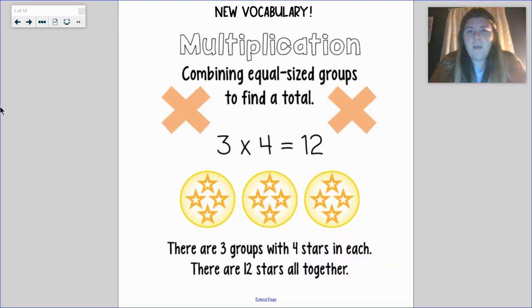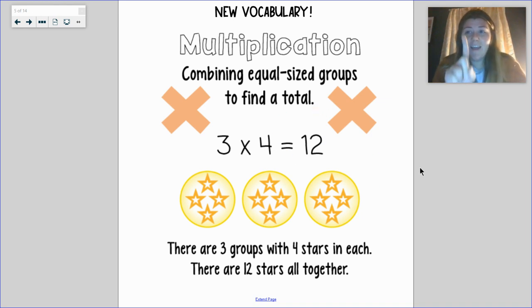Multiplication is combining equal size groups to find a total. Okay, so it's kind of like addition, but it's a little less work sometimes. Okay, and here we have a beautiful visual. So 3 times 4 equals 12. We can see 3 beautiful big circles with 4 stars in each. And if we count them all up, we know it equals 12.